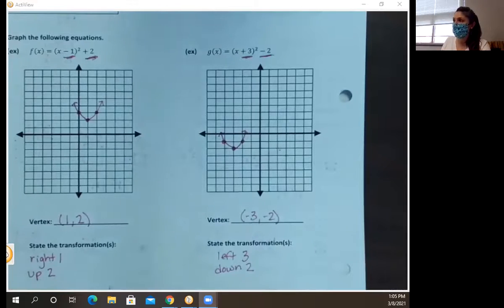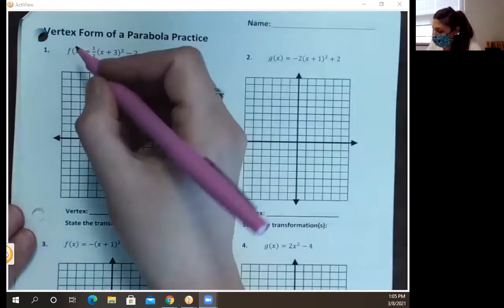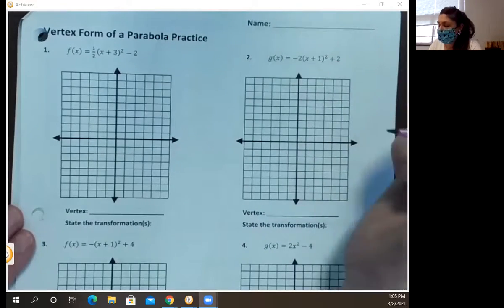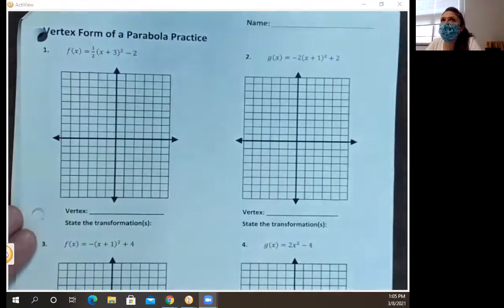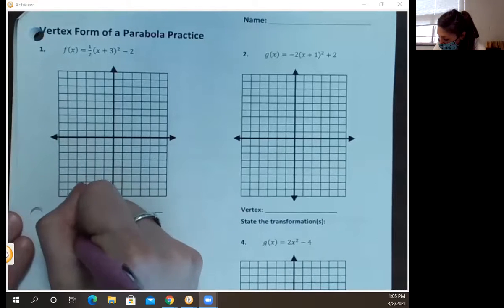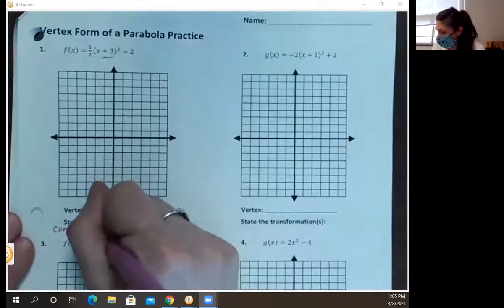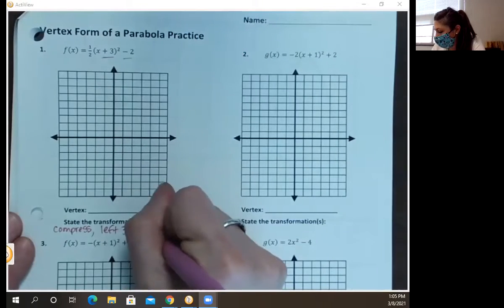Okay. On the next page, we're going to do some more practice with our vertex form functions and graphs. Now I'm seeing some changes to the shape of my function with these. So for number 1 on page 5, we've got 1/2 as our lead coefficient, as our A value. That means that we're going to compress this graph. It's going to be kind of flat, kind of smashed down. So we're going to compress. And then this plus 3 here is going to move us to the left 3. And then -2 will move us down 2.